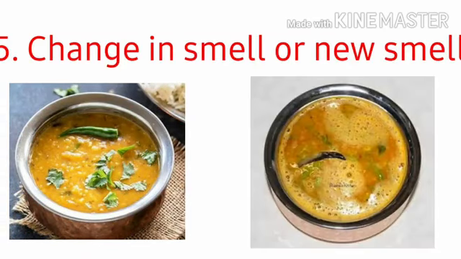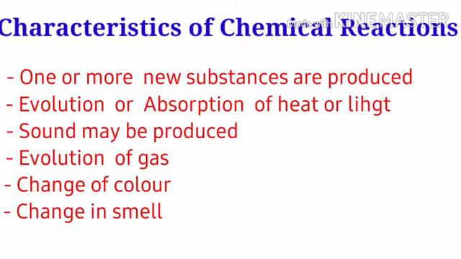One more example: when we keep food outside for a long time, it gets spoiled and produces a foul smell. It also happens due to the formation of a new substance. It is also a chemical change because we cannot change the spoiled food back to fresh food. So we have seen the different characteristics shown by chemical reactions. I hope children you understand the characteristics of chemical changes.